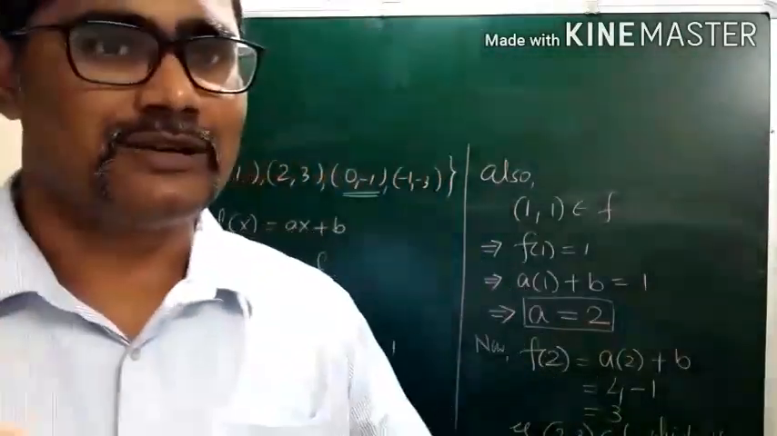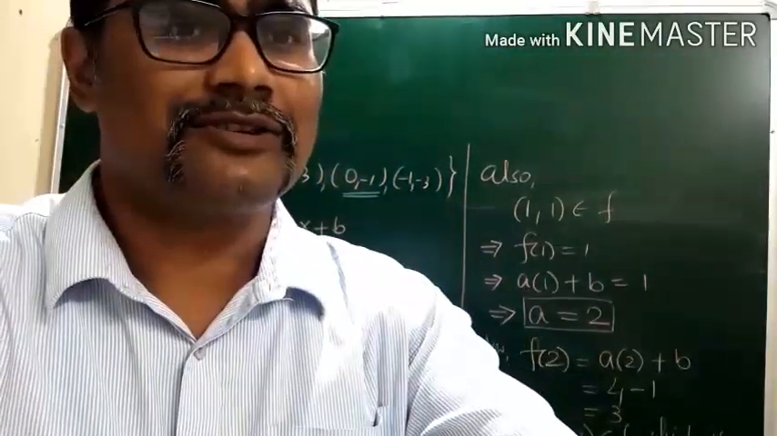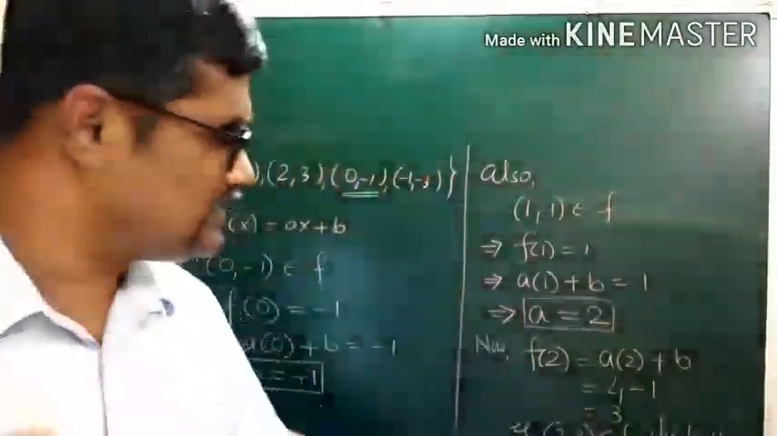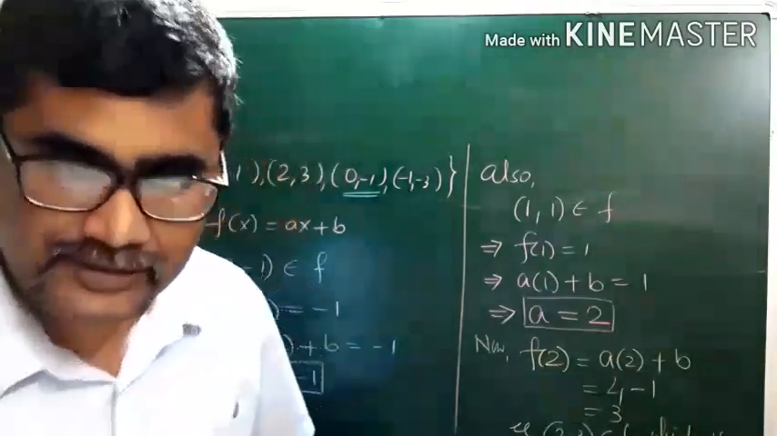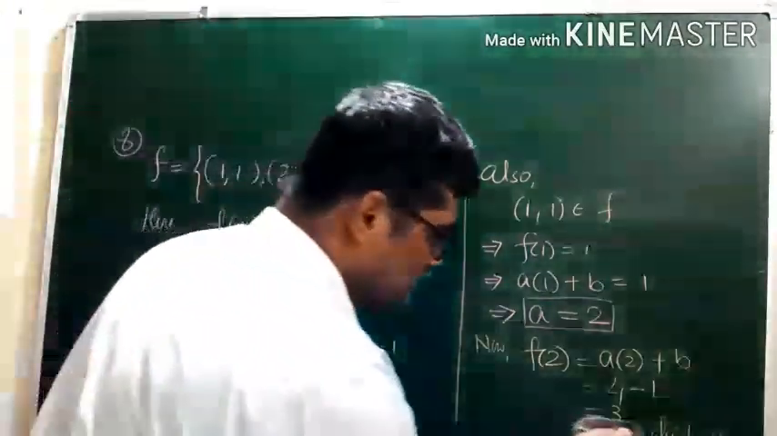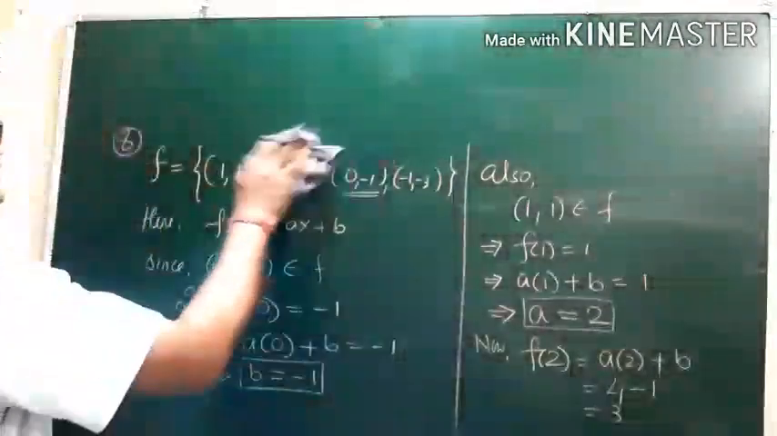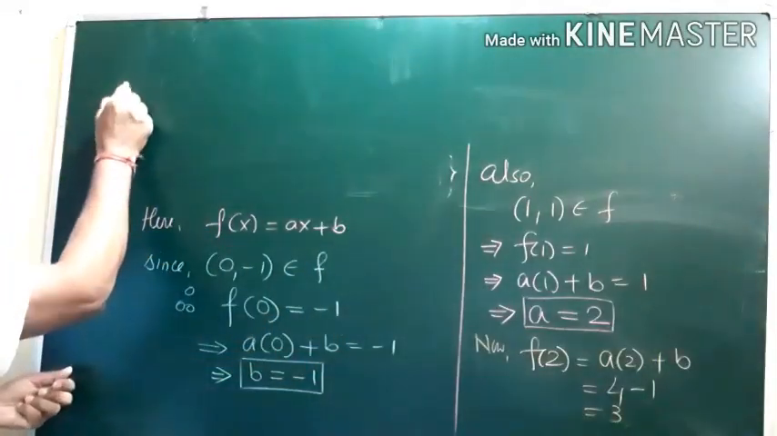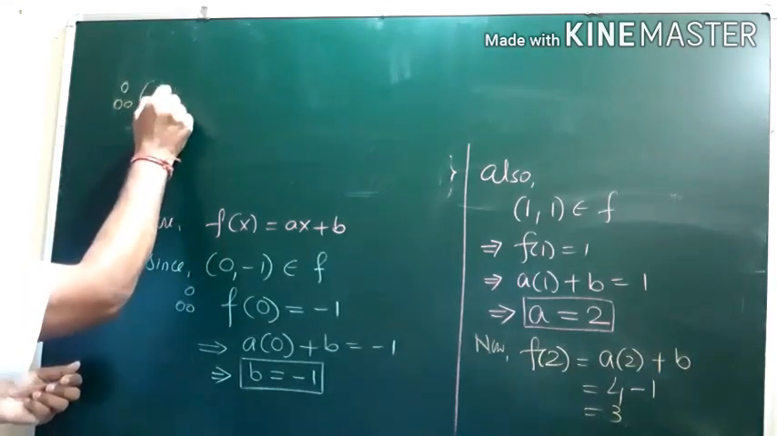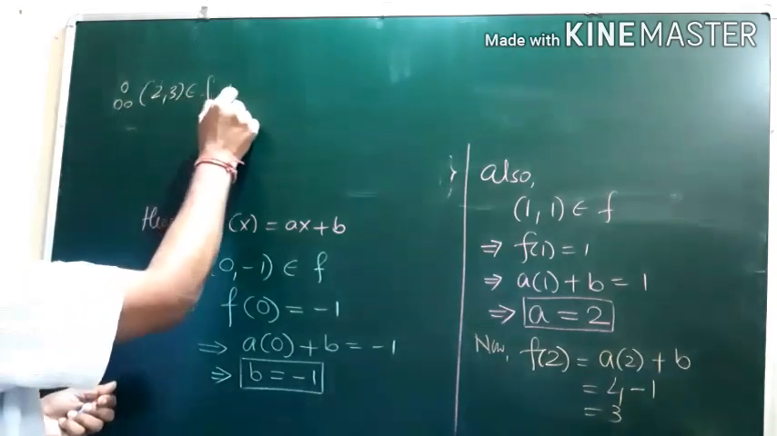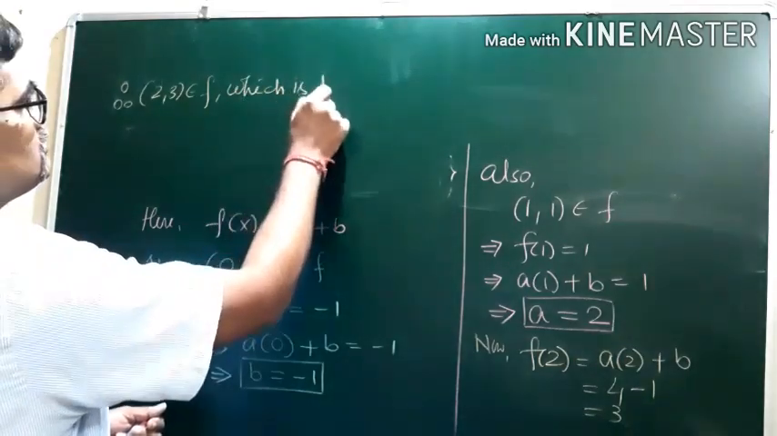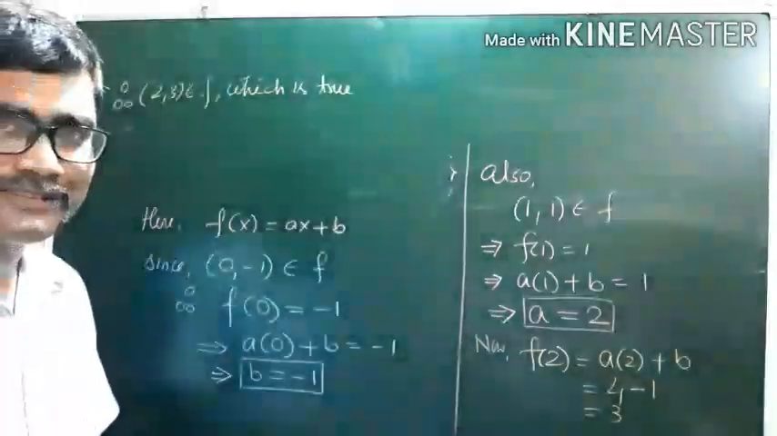I am just observing the board whether it is being recorded or not. No, the last step is not recorded. So I have to rewrite this. I remove this. I am going to write it at the top. So after that, what should I write? Therefore, 2 comma 3 belongs to f, which is true. One part is done.